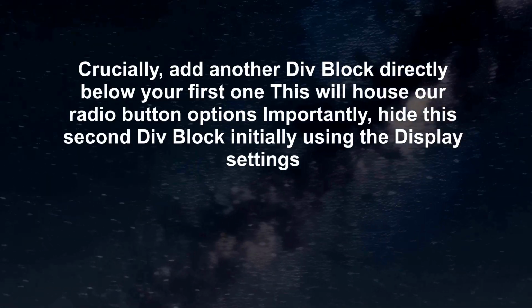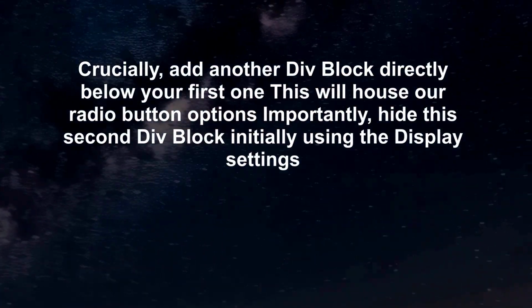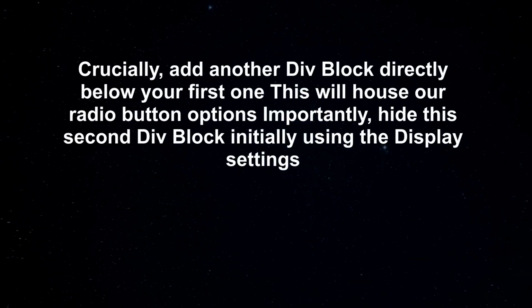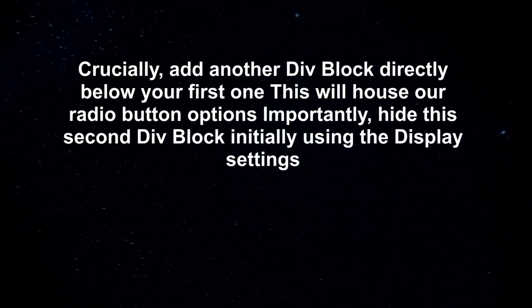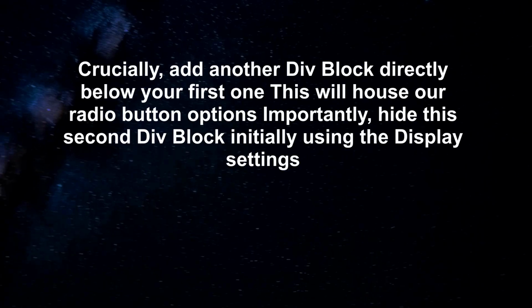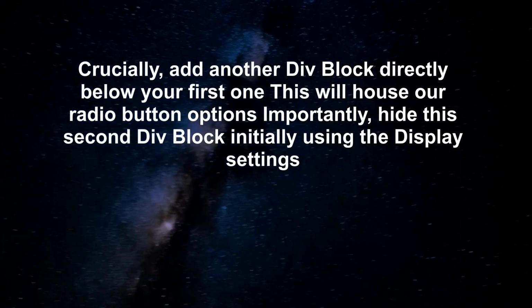Crucially, add another div block directly below your first one. This will house our radio button options. Importantly, hide this second div block initially using the display settings.